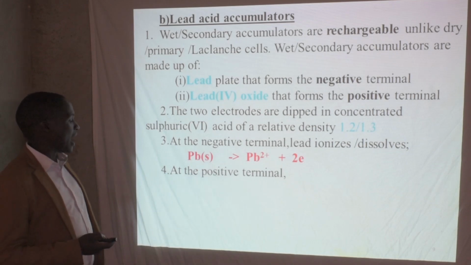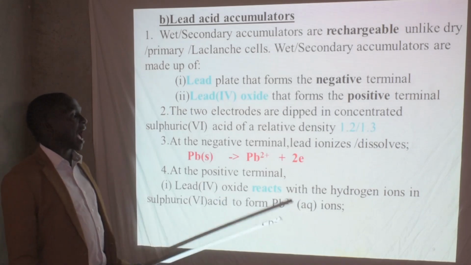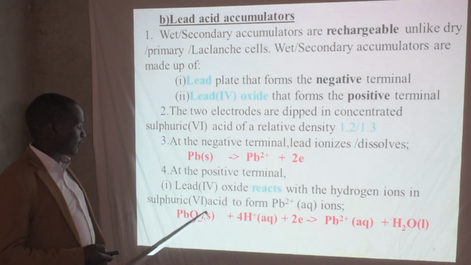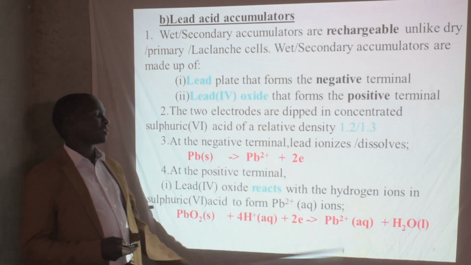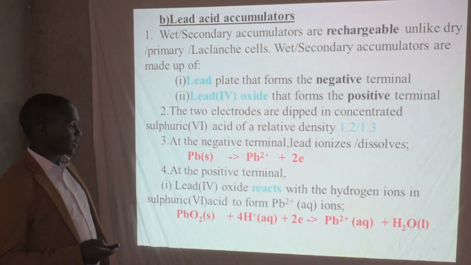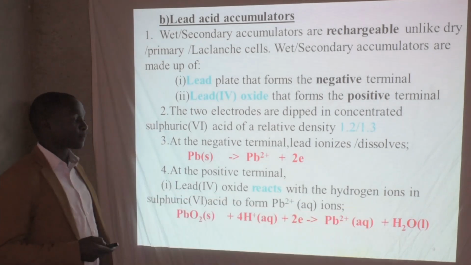Then at the positive terminal, we have an equation like this. Lead 4 oxide reacts with hydrogen ions in sulfuric acid. Remember, lead 4 oxide here is acting as a base. Therefore, it reacts with hydrogen ions to form lead ions plus water. So we have lead 4 oxide plus 4 moles of hydrogen ions, which come from sulfuric acid, plus 2 electrons to give us lead ions plus water. The moles of water there will be 2.